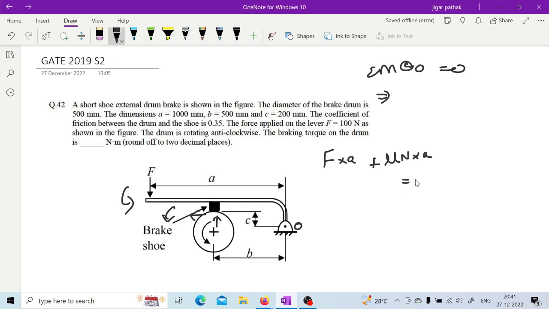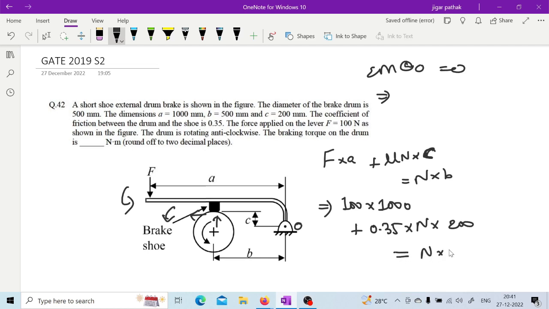Mu n into A equals to n into B, right? You are having all the data with you, so you can calculate n. F is given as 100, A is given as 1000. Sir, mu n into C, here it will be C, right? Yes, mu n into C. So 0.35 into n into C, which is 200, equals to n into B, that is 500. So this will give you n.